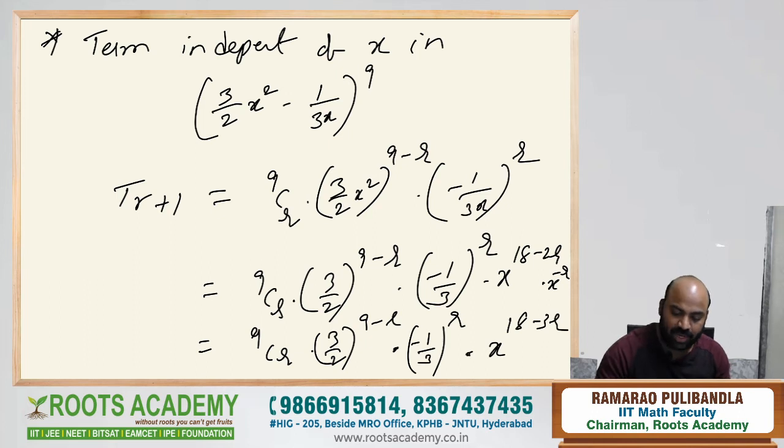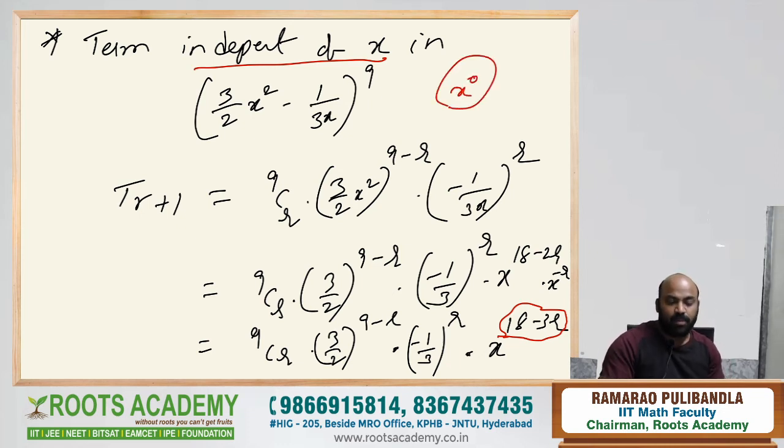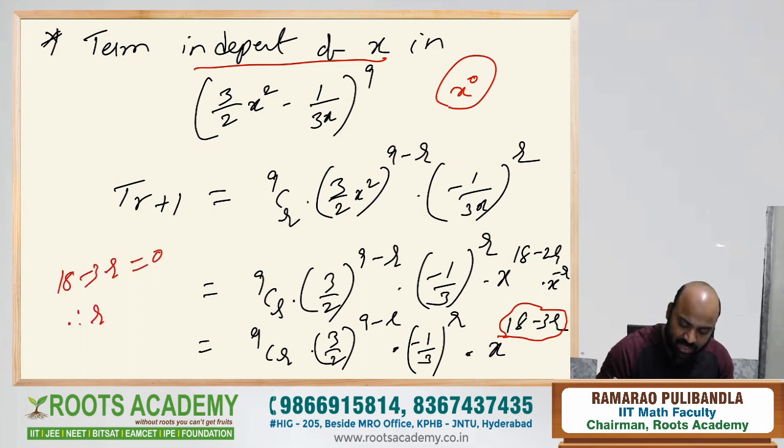Now if you look very carefully, this 18 minus 3r should be 0, because they are asking for the term independent of x. Independent of x means the coefficient of x power 0, and the term independent of x is also called the constant term. Therefore 18 minus 3r should become 0, therefore r is 6.